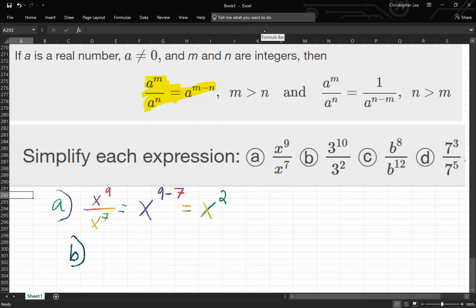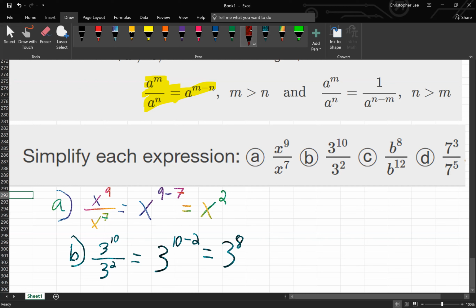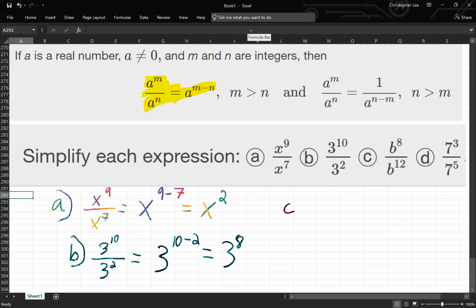Let's do B. It's that aqua color right here. So I have 3 to the 10 power, yikes, over 3 to the second power. That's going to become 3 to the 10 minus 2 power, which is 3 to the 8th power. If y'all got calculators, y'all can finish that. I don't know my timetable's that good. All right, let's look at C. For C, I got b to the 8th power over b to the 12th power. What does that become?